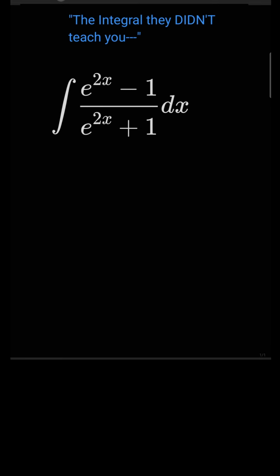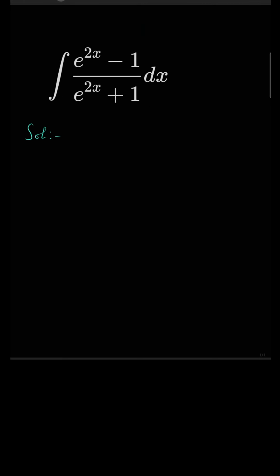This integrand is a tricky one. Before we start to do it by integration by substitution, we shall do something with it. Then we shall divide both numerator and denominator by e power x. Divide numerator and denominator by e power x. What happens?